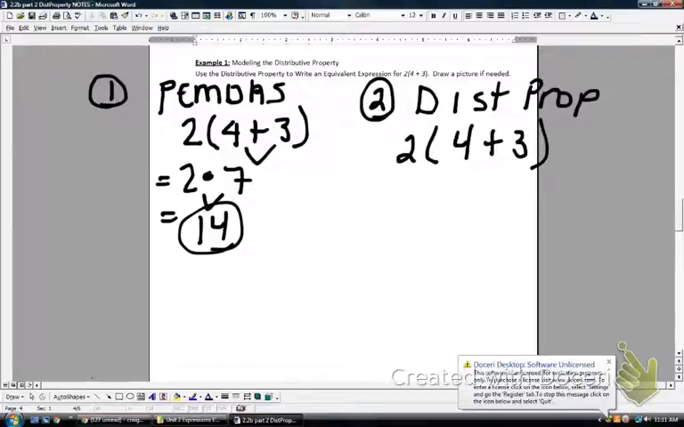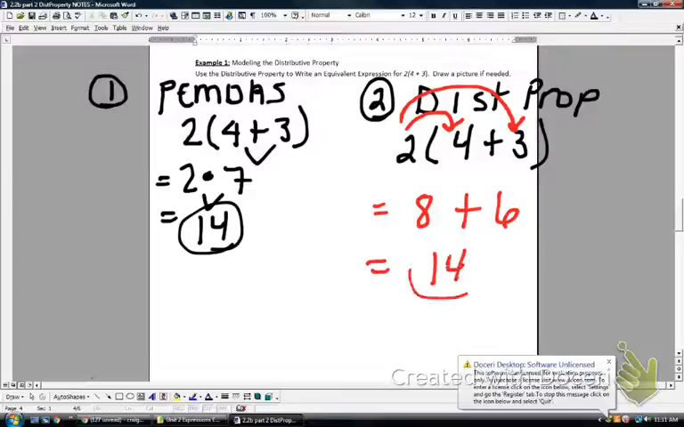Okay, and my algorithm says multiply the outside number by the first term. So I'm going to take 2 times 4 is 8. Then I'm going to write the sign. Then my next step says multiply the outside number by the second term. 2 times 3 is 6. So I have 8 plus 6 is 14. I got the same answer doing it 2 different ways. We typically use the distributive property when we have variables. So let's look at another example.